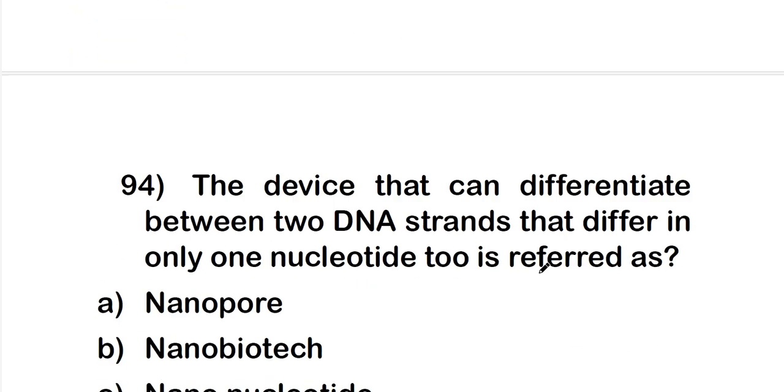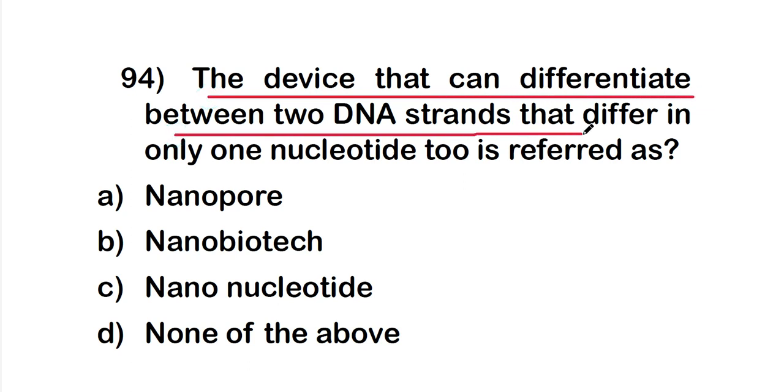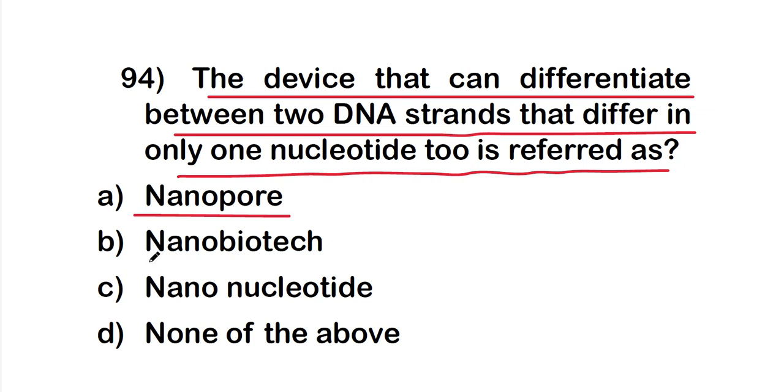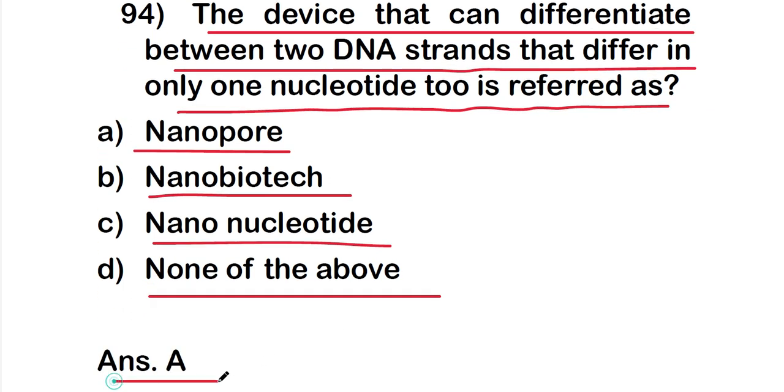So let's move on to another question. The device that can differentiate between two DNA strands that differ in only one nucleotide is referred to as: nanopore, option B nanobiotech, option C nanonucleotide, option D none of the above. The right answer is option A, that is nanopore. So the device that can differentiate between two DNA strands that differ in only one nucleotide is known as nanopore.